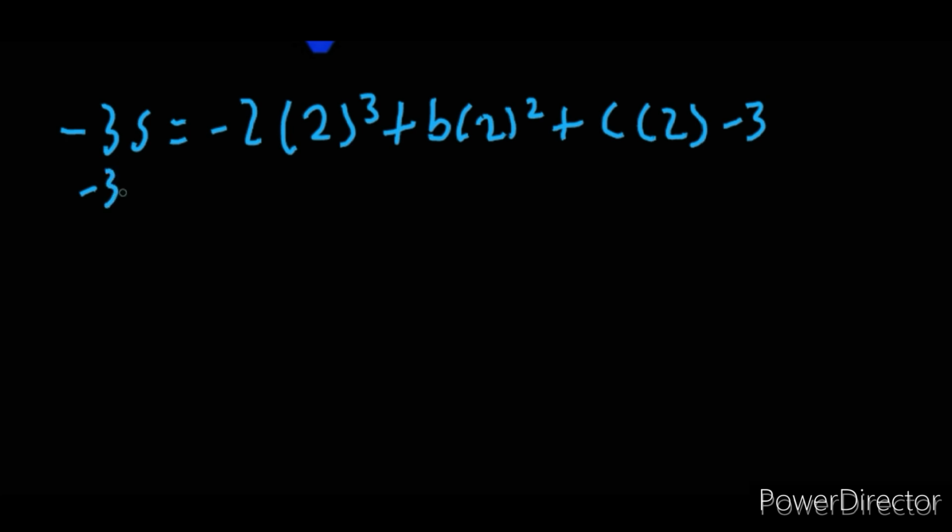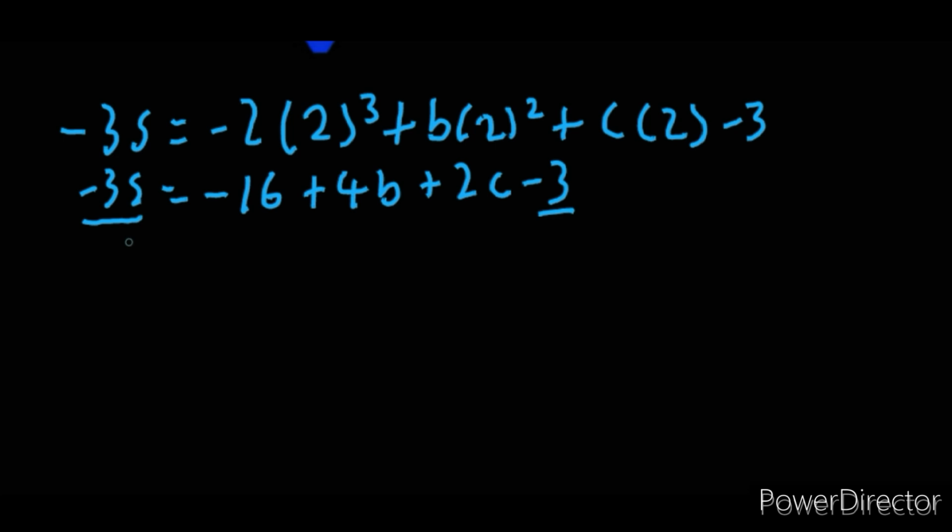So we're going to have minus 35 is equal to, this is going to be 2 cubed is 8, which is 8 times 2 is actually 16, negative 16. So then this is going to be 4b, and this is going to be 2c minus 3. Alright, if we take this negative 3 to the other side, it's going to become negative 35 plus 3, and this is going to be negative 32. If we take 16 to the other side as well, it's going to be negative 32 plus 16, and this is going to end up being negative 24. So I'm just simplifying it. So then this is going to be 4b plus 2c.